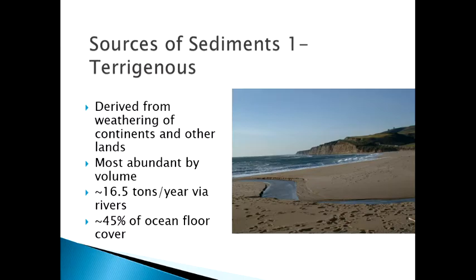First, terrigenous. This is the stuff that comes from the land. So in the picture here, you're looking at the land meeting the ocean at the beach. This beach is all terrigenous material. I think your textbook calls it lithogenous. They are the same. It is the most abundant by volume. So this is the most important.